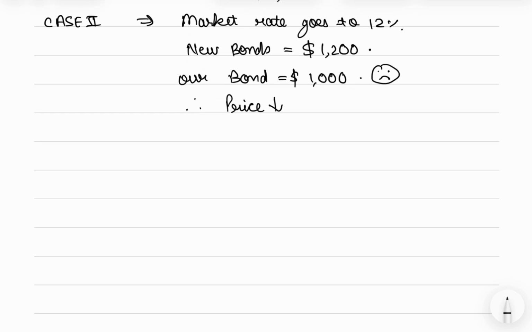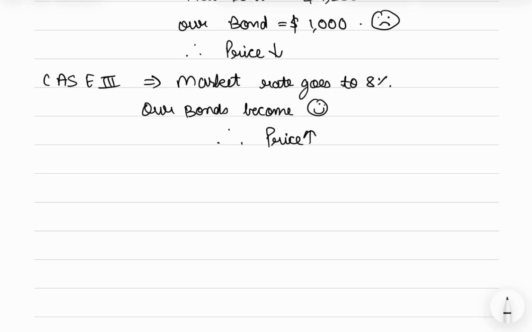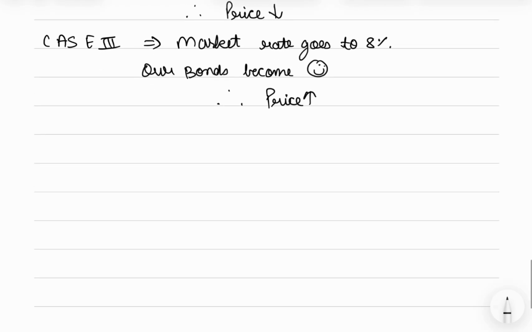Similarly, in case 3, if the market rate goes to 8%, our bonds become more attractive, and therefore the price increases. So basically, when the interest rate goes up, the bond prices fall. When the interest rates go down, the bond prices rise. We will learn the calculation of it in the future series of the fixed income topic.